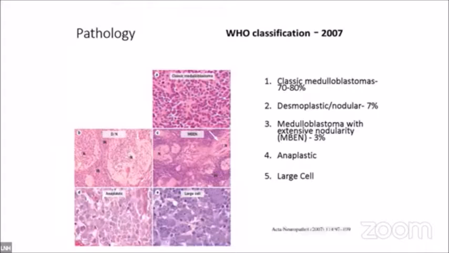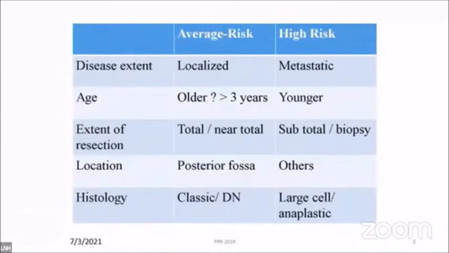We have 4 different types. One is classic medulloblastoma, desmoplastic nodular, medulloblastoma with extensive nodularity, and large cell anaplastic type. But as the world is changing, there is more based on these. On the clinical factors and on the basis of morphological studies, we have done the risk stratification and prognostication.